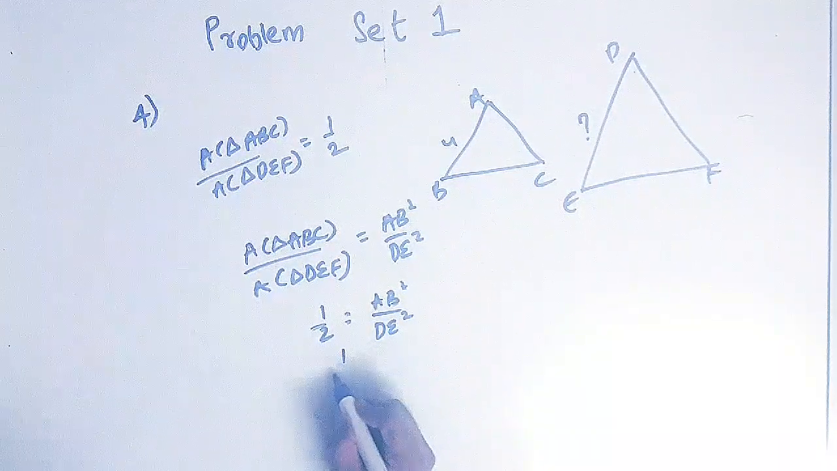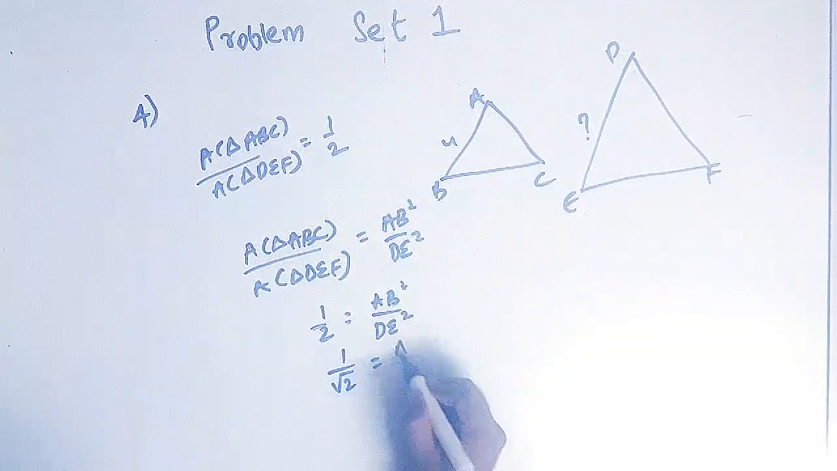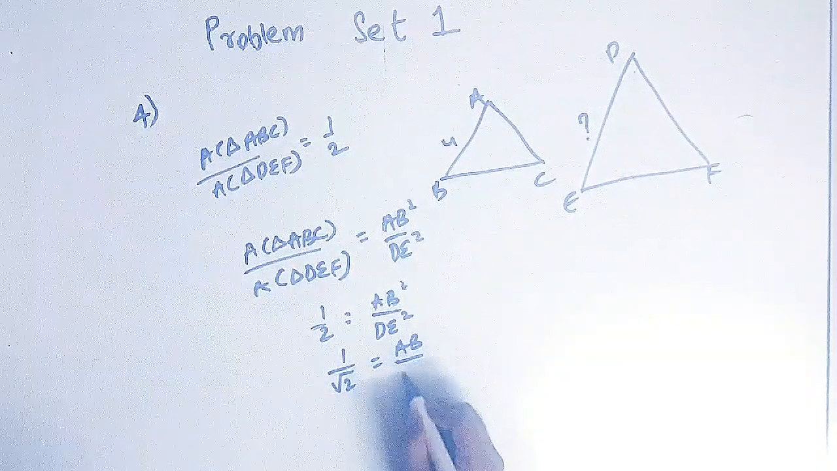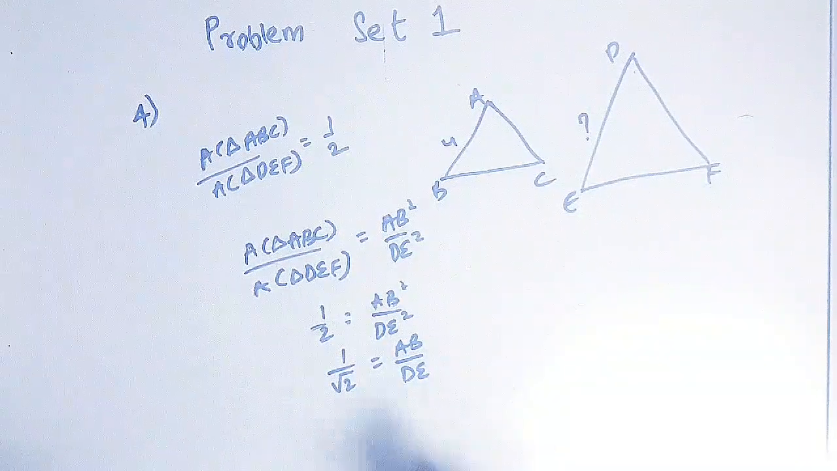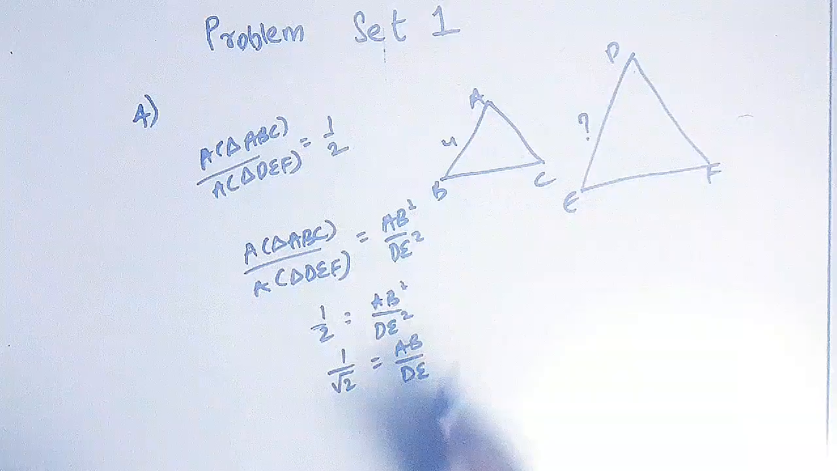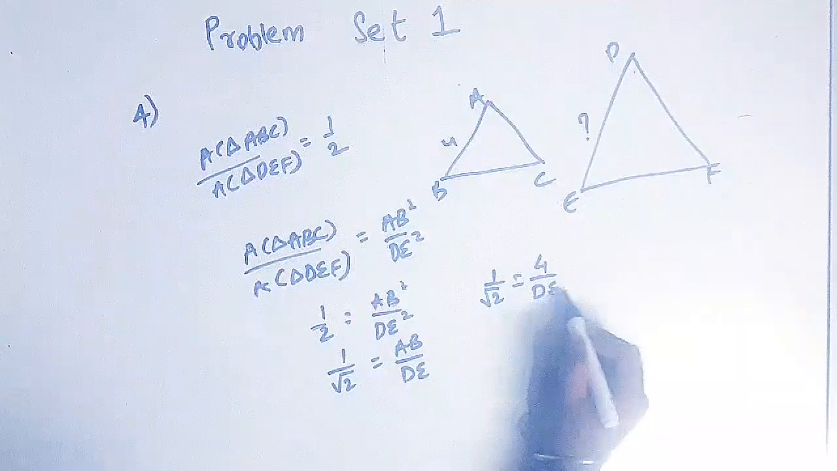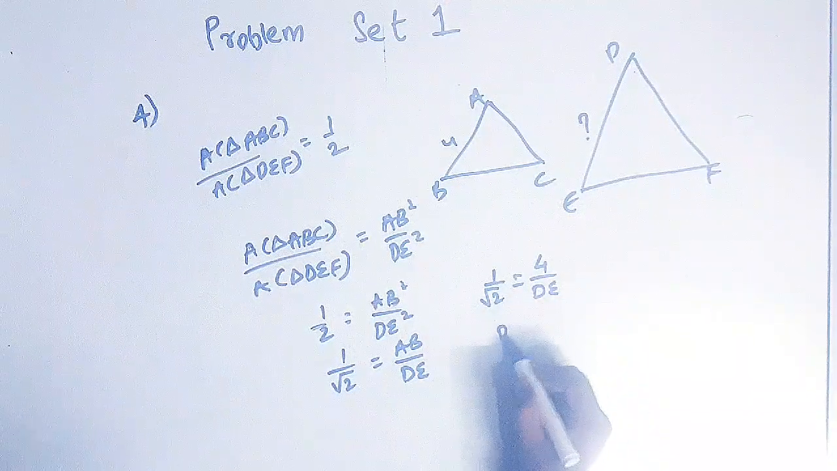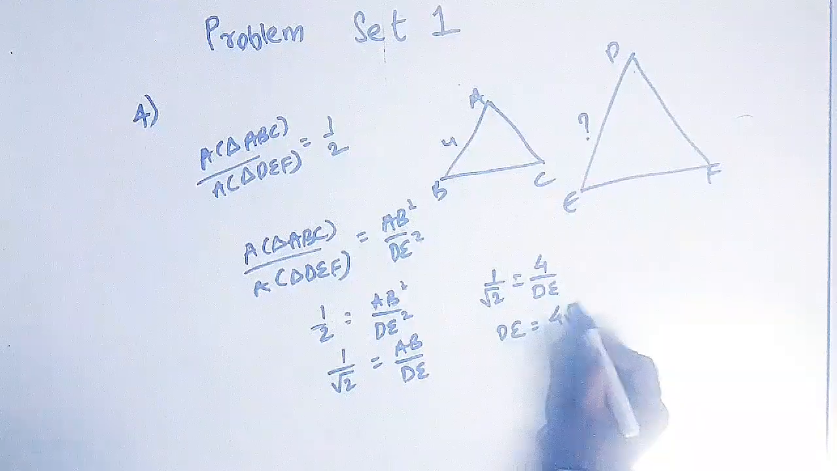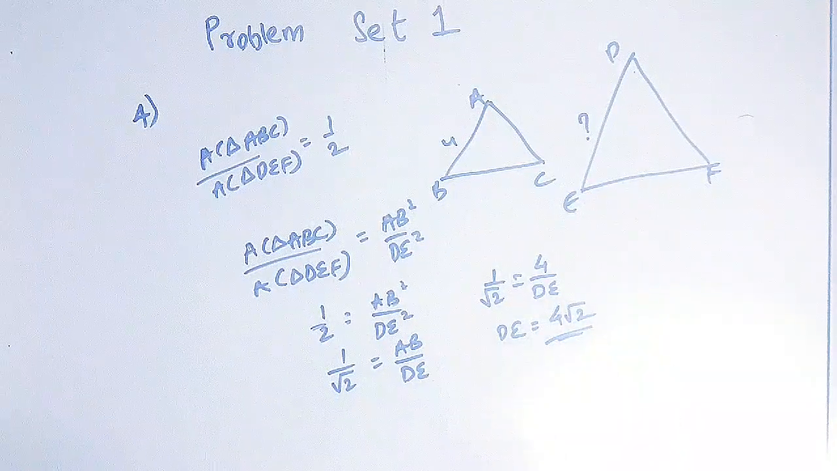Taking square root, what will we get? 1 upon root 2 equals AB upon DE. Now let us substitute 1 upon root 2. AB we know is 4, so DE as it is. As we cross multiply, DE into 1 is DE, and this will become 4 root 2. So which option? Option A is correct. Oh sorry, fourth has option D. Option D is correct. DE is 4 root 2.